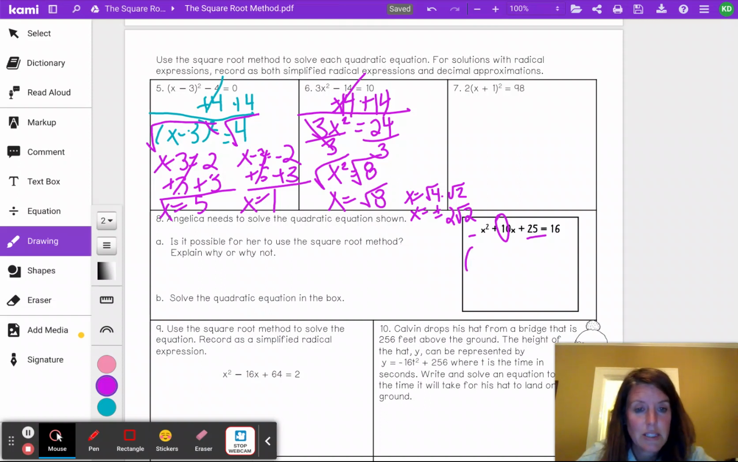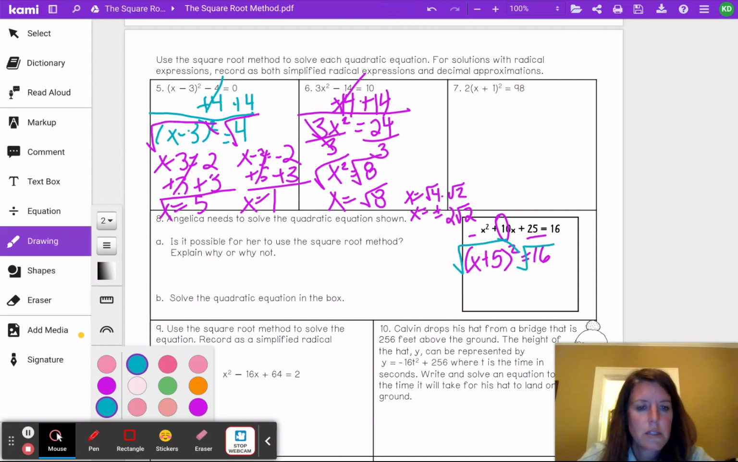So we can just set this up as x plus square root of 25, which is 5, so x plus 5 squared equals 16. And see, this is where we can use our square root method. So we're going to square root both sides. And now we've got x plus 5.